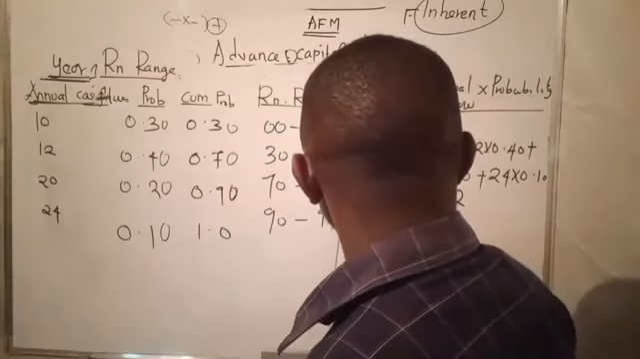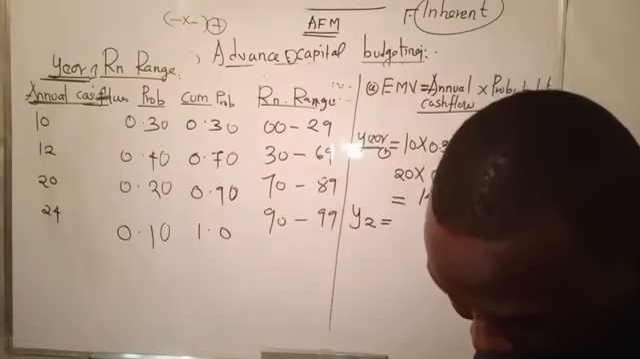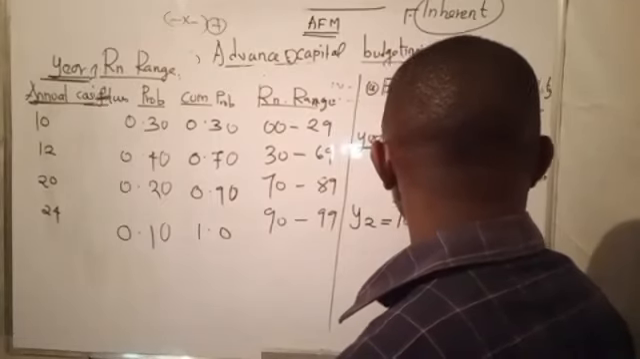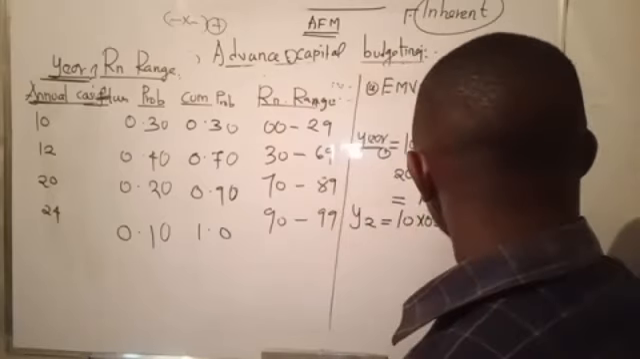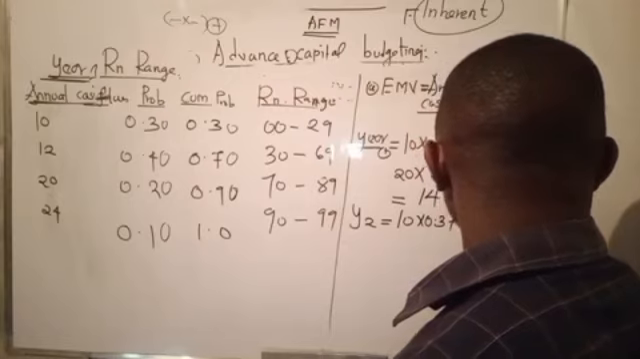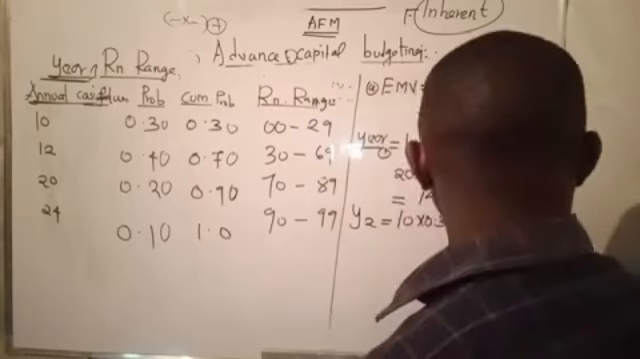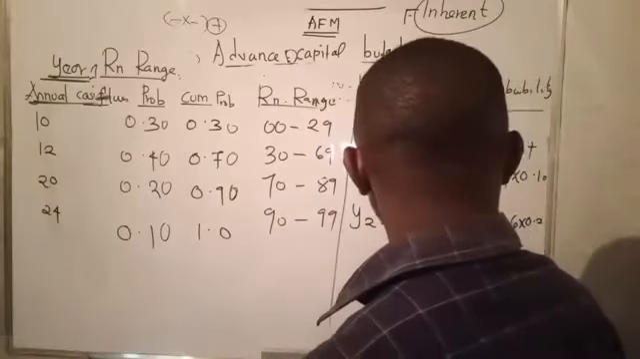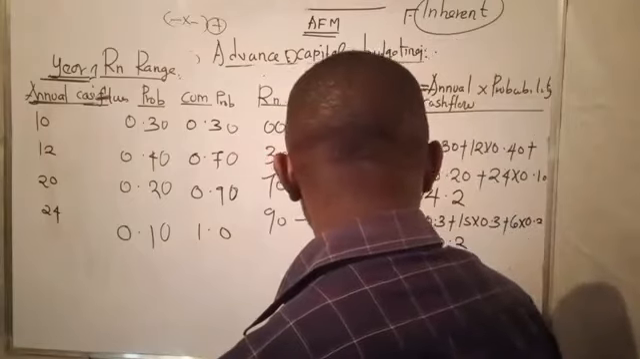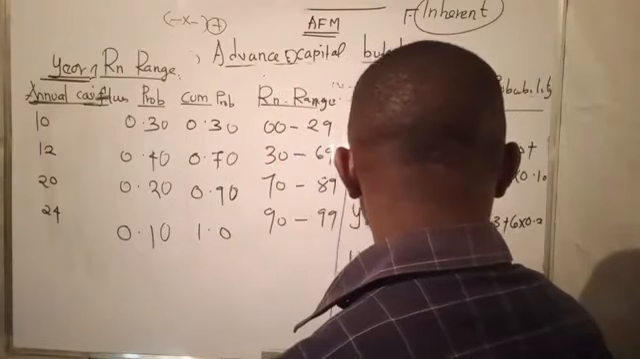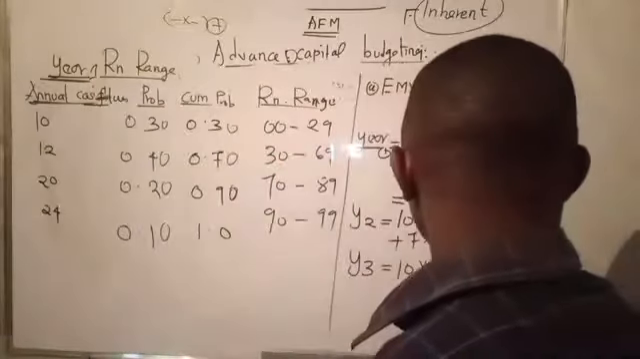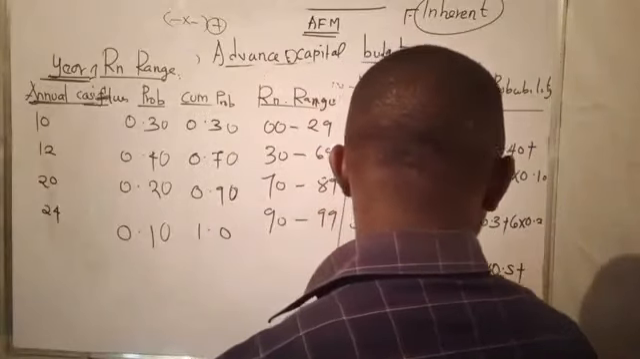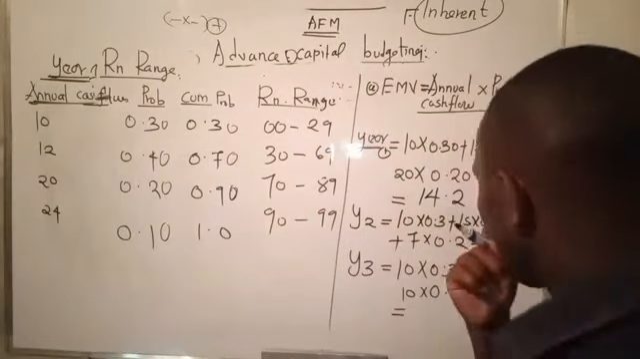Then the expected return for year two. You will take year two, how much had I given you? 10? 10 times 0.3, plus 15 times 0.3, plus 6 times 0.2, plus 7 times 0.2. And then we have year 3, it will be 10 times 0.3 plus 8 times 0.5 plus 10 times 0.2. You get for me the expected return.